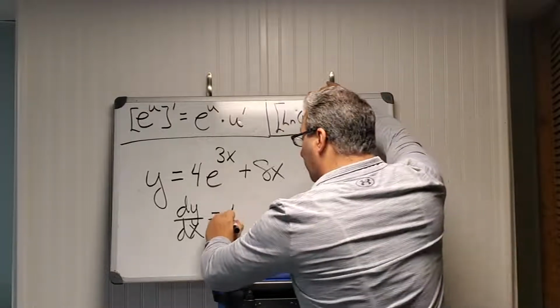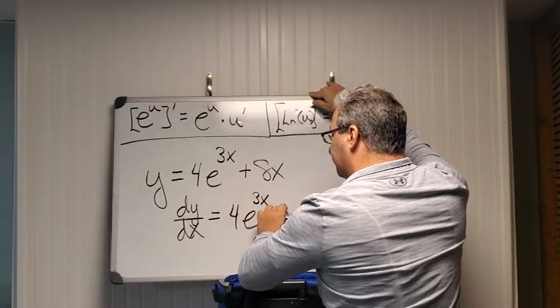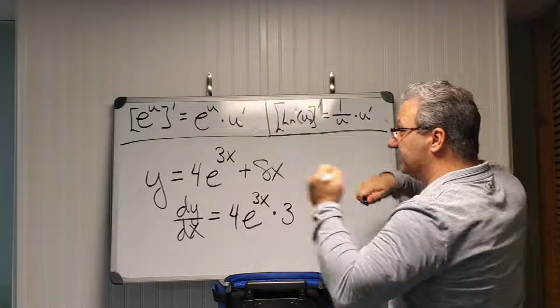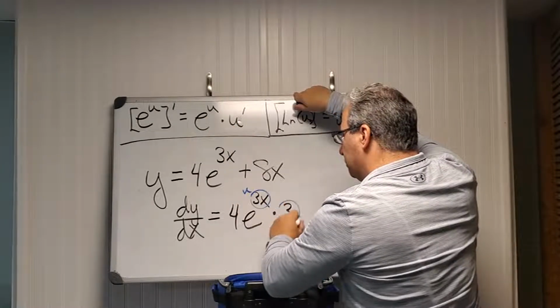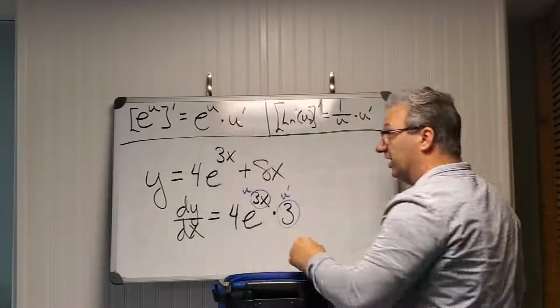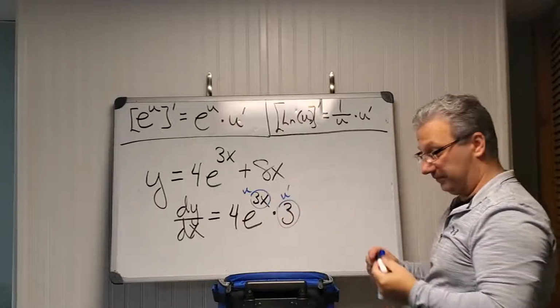Well, the 4 is a constant, so I can leave it alone. The derivative of e to the 3x is e to the 3x times 3. How do I know that? Because the rule says the derivative of e to the u is e to the u times u prime.